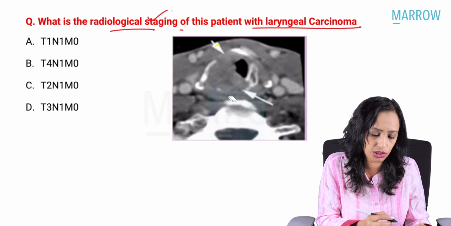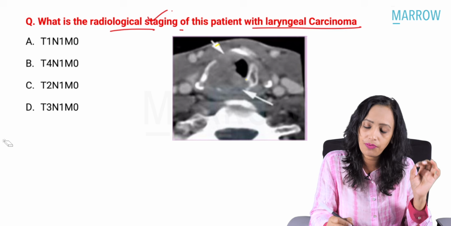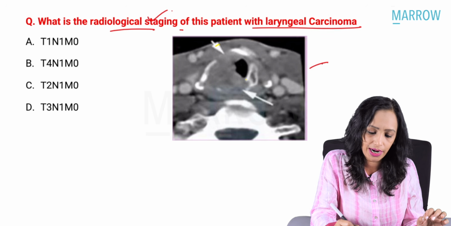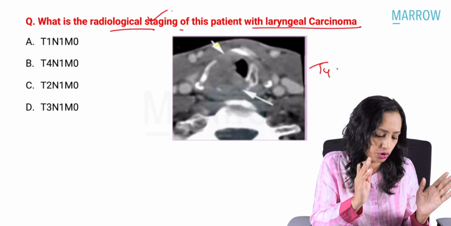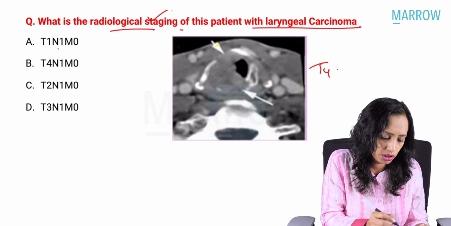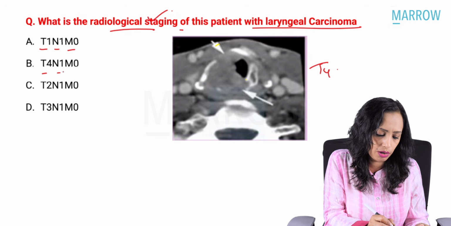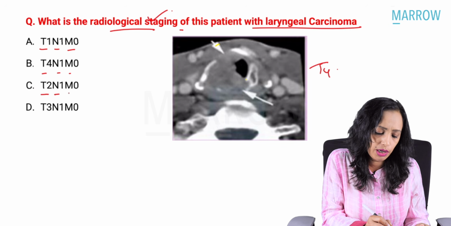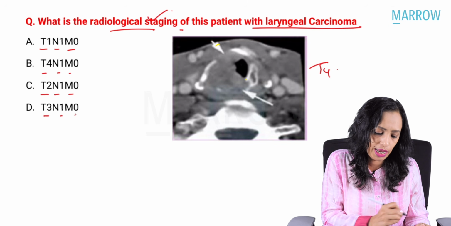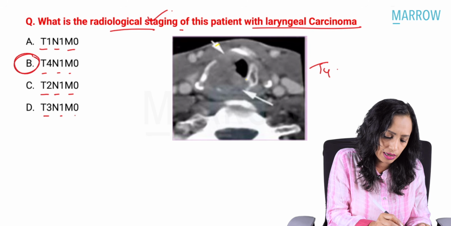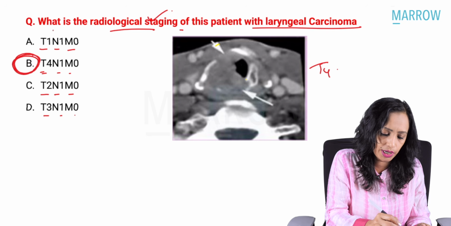That is the fourth stage, T4. Yes, so by seeing this picture, we have an idea that this is T4. Now let us come to the choices. So what are the choices? It is T1, N1, M0; T4, N1, M0; T2, N1, M0; T3, N1, M0. So we feel that the answer is going to be B, T4, N1, M0.